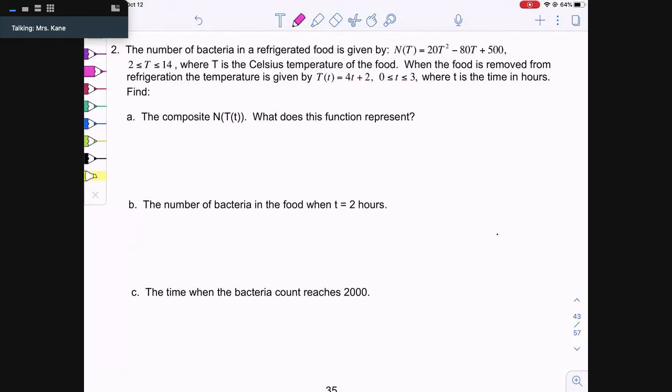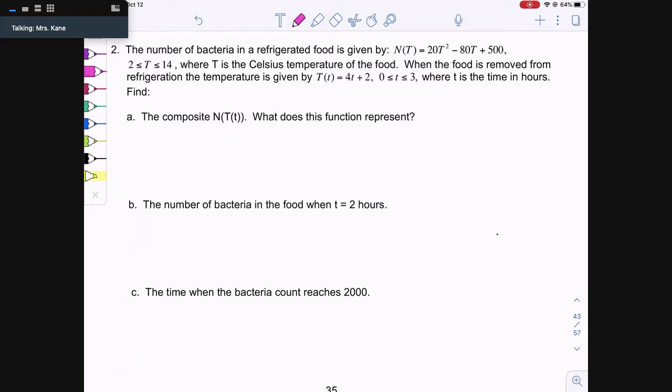Capital N represents the number of bacteria. Capital T represents the temperature of the food. So what is the actual temperature of the food? How cold is the food? We have the equation here, and it says temperature is between 2 and 14 degrees Celsius. Now that's Celsius. Remember, 0 degrees Celsius is 32 degrees Fahrenheit, so that would be freezing. So this is 2 degrees Celsius to 14 degrees Celsius.